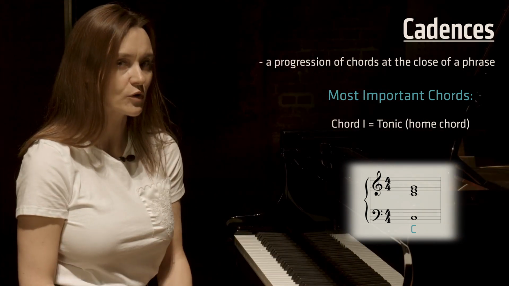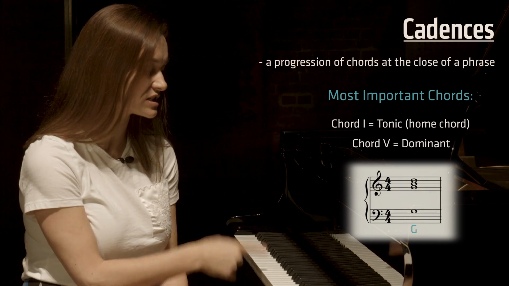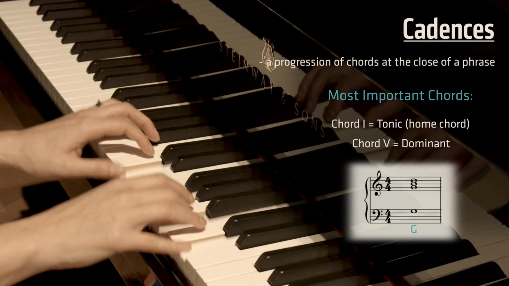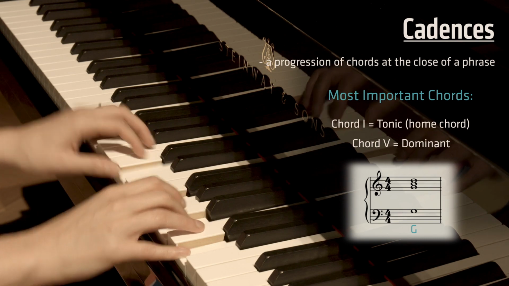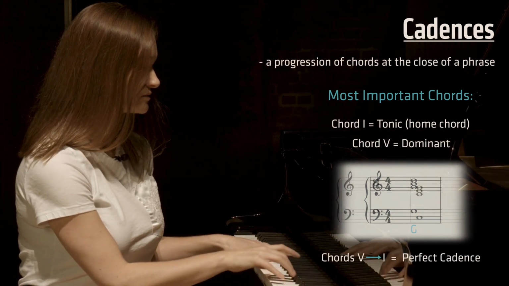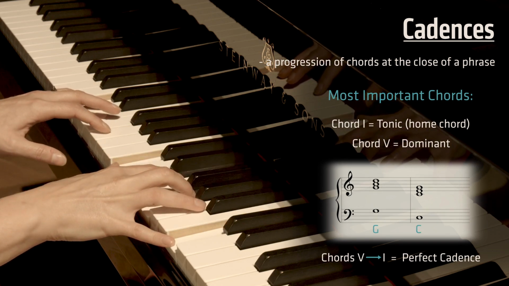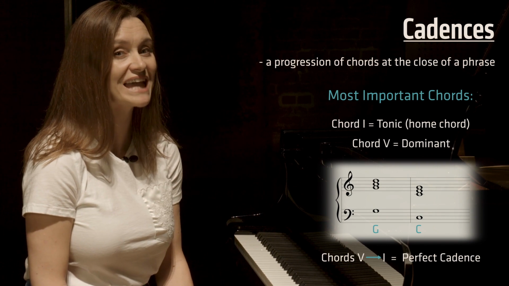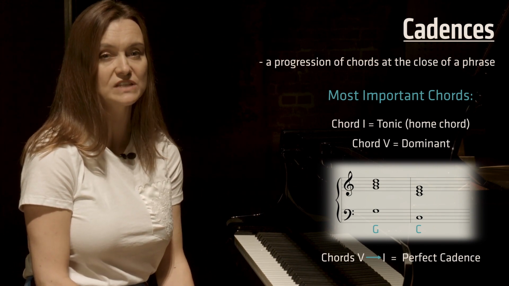The next most important chord is chord 5 because that's as far away as you can get from C until you start to return. So chords 5 to 1 is a perfect cadence. So here's Beethoven using a perfect cadence at the end of his string quartet, Opus 59, number 3.